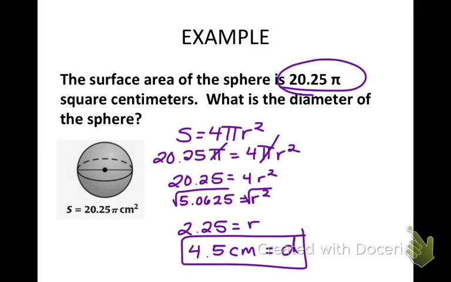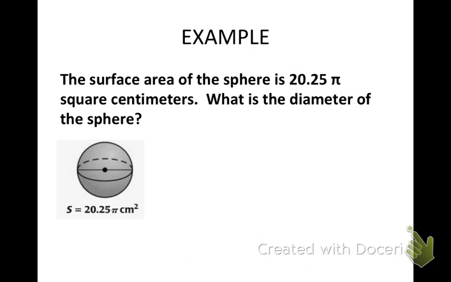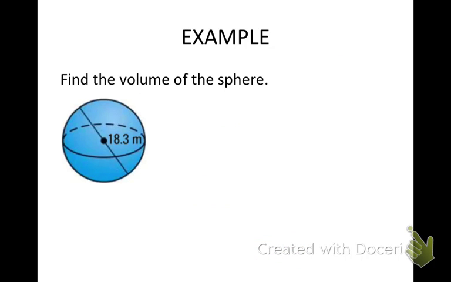If this pi was not in the original problem, then I would have to divide by 4, which would get me to this number again. But then I would also need to divide by pi before I could take the square root. Okay? Alright, so let's jump to some volume. So let's go ahead and find the volume of the sphere.